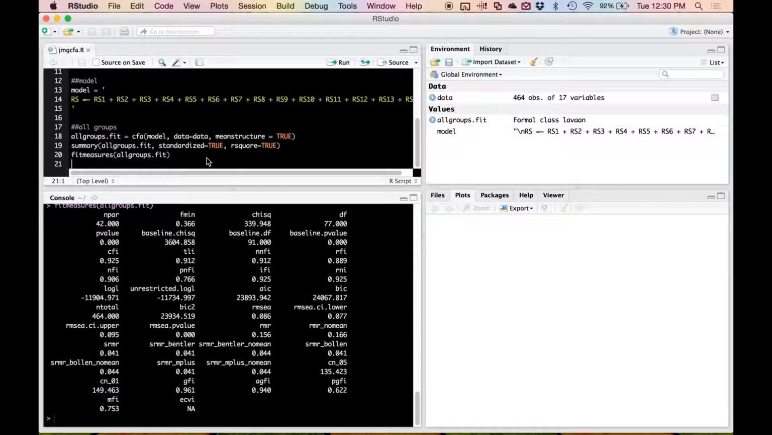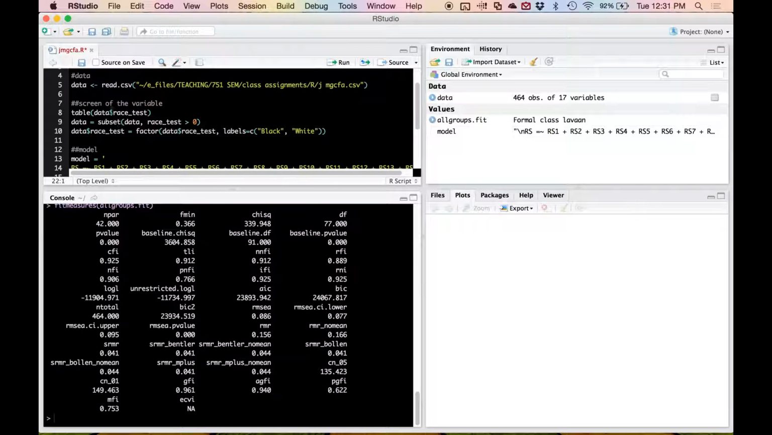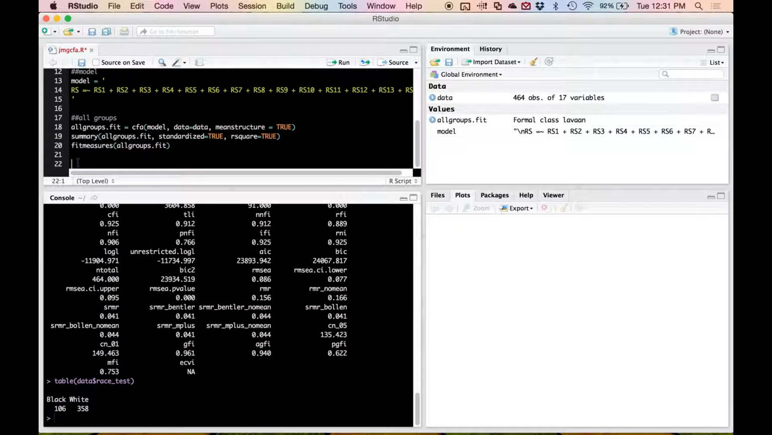So the next thing we want to do in this example is to separate those groups out and test the model individually for each group. As you remember, we have groups that are black and white. I have that stored in a variable called race test. I have about 100 in the black category and 350 in the white category. In a perfect world, these would be more equal, but it's often hard in our neck of the woods to find different ethnic groups. So this is what we got. And let's program some separate group models.